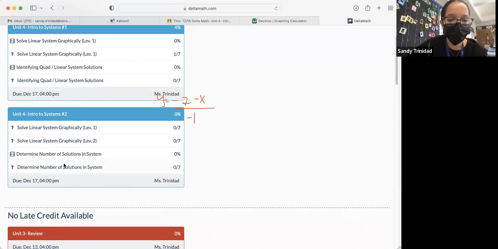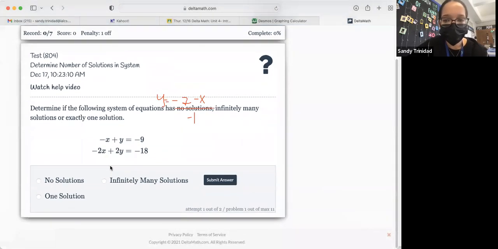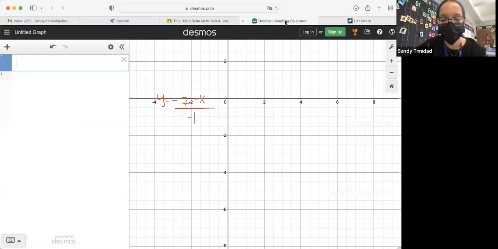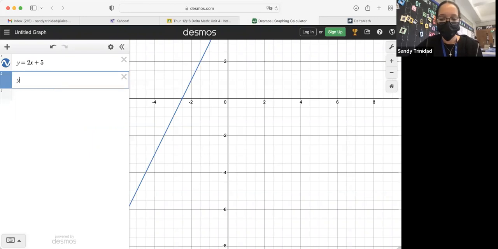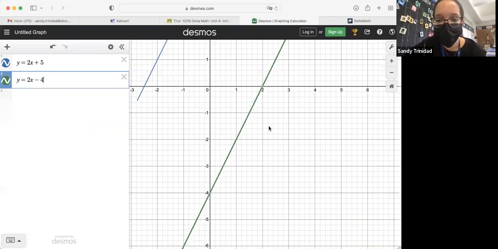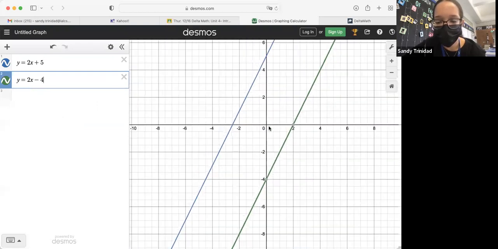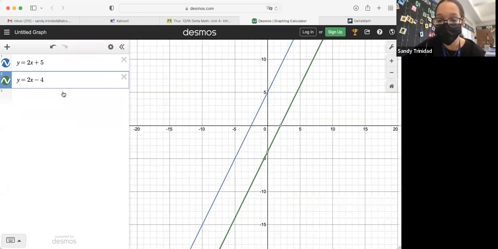Then last but not least, once you watch this video here, to determine the number of solutions, you can simply graph both equations on here. So for example, first you get y by itself, and let's say I got y equals 2x plus 5 and y equals 2x minus 4. These lines are parallel. So if they're parallel, they have no solution because they never cross each other.